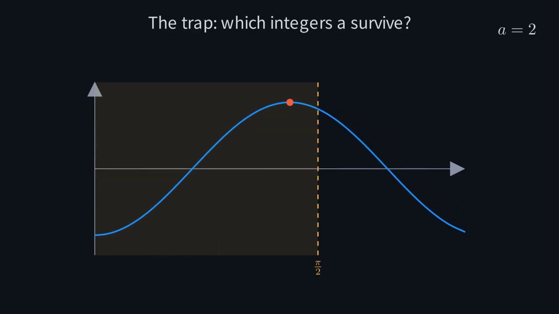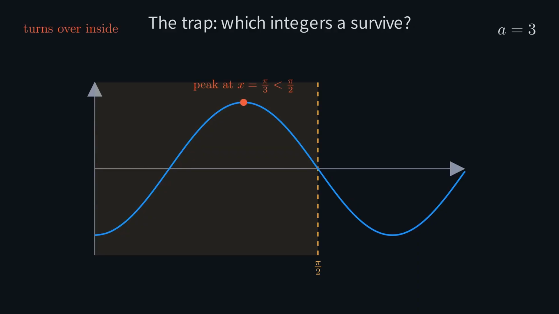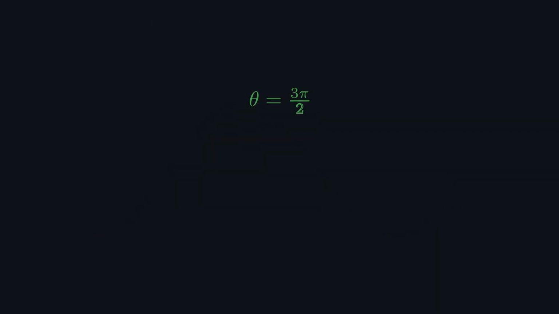But at a equal to 3, the peak moves inside the strip, at pi over 3. The function turns over before the interval ends, so 3 is ruled out. The condition is simply that pi over the absolute value of a is at least pi over 2. That leaves the absolute value of a equal to 1 or 2. So the first blank is pinned. Theta is 3 pi over 2.